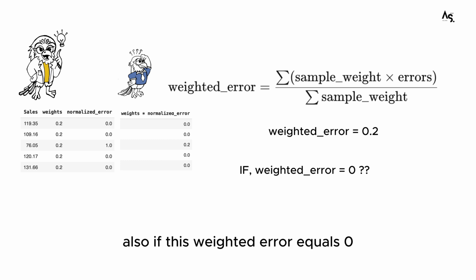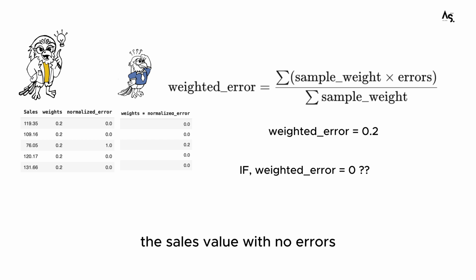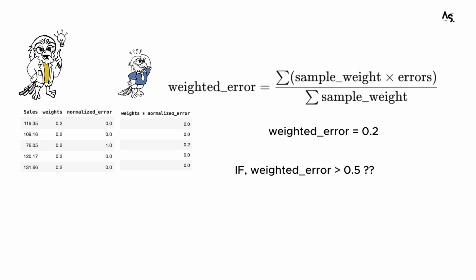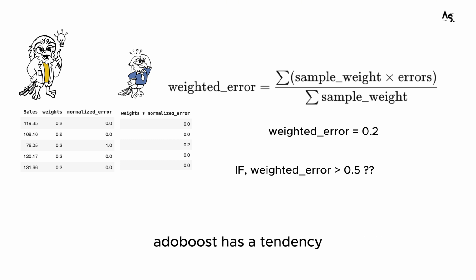Also, if this weighted error equals 0, it would mean Junior Detective was able to predict the sales value with no errors and AdaBoost gives most importance. But if the weighted error is greater than 0.5, AdaBoost has a tendency to completely ignore this detective and remove it from the team for the final prediction.